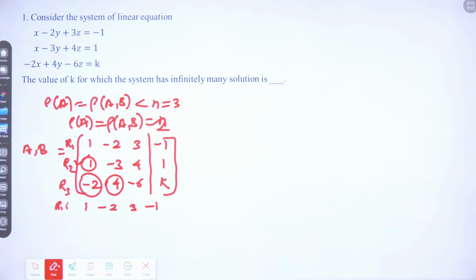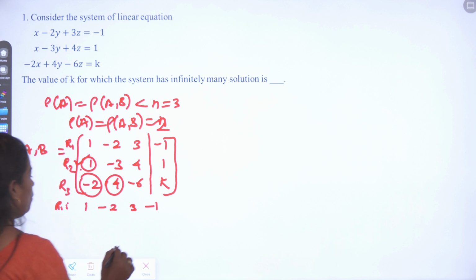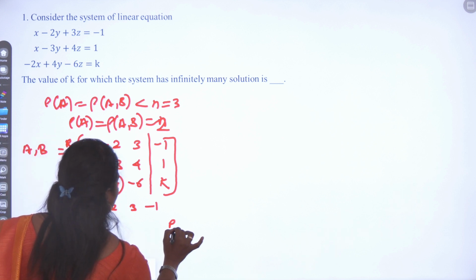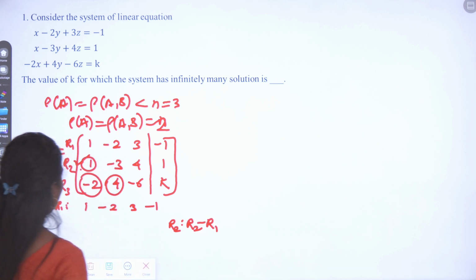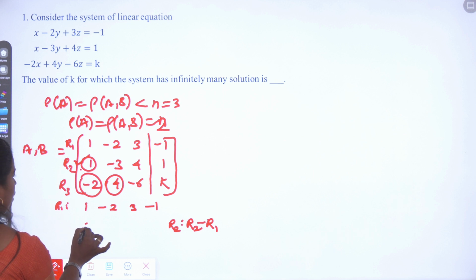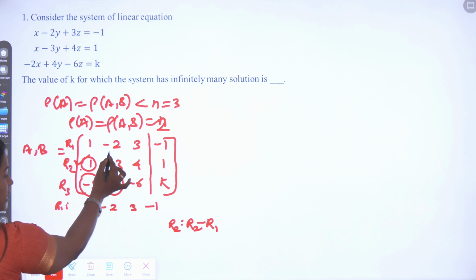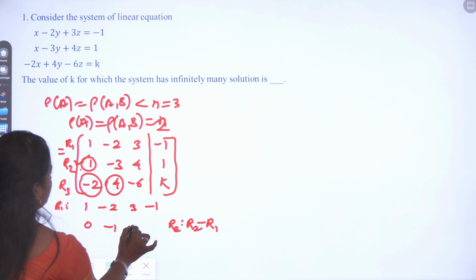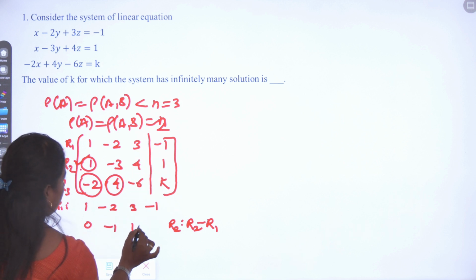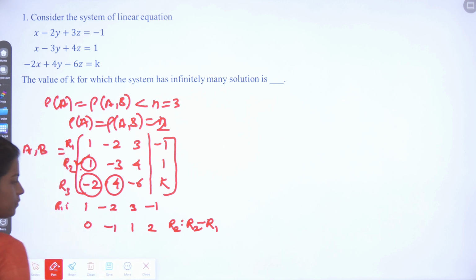Minus 1 as it is. Now I have to convert this R2 element to 0 using R1. So R2 becomes R2 minus R1. So 1 minus 1 is 0, minus 3 minus of minus 2 is minus 1, and then 4 minus 3 is 1, 1 minus of minus 1 is 2.